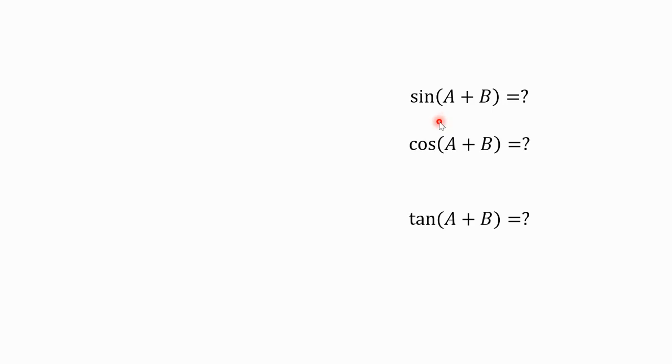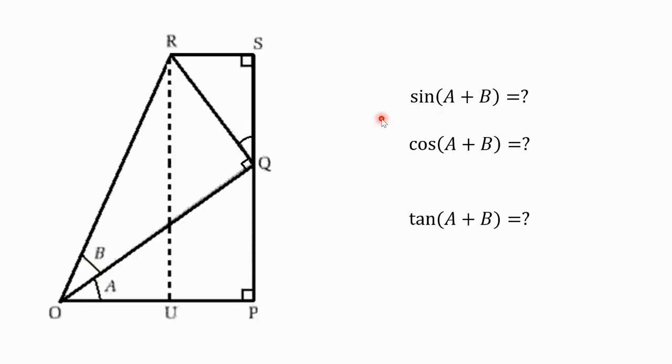To help us, we're going to be using this diagram here. As you can see, we've got a right-angled triangle OQR with an angle of B. We've got another right-angled triangle OQP with an angle of A. And to finish off this rectangular shape, we've got this right-angled triangle RSQ with a currently mystery angle, which we're going to have to find.